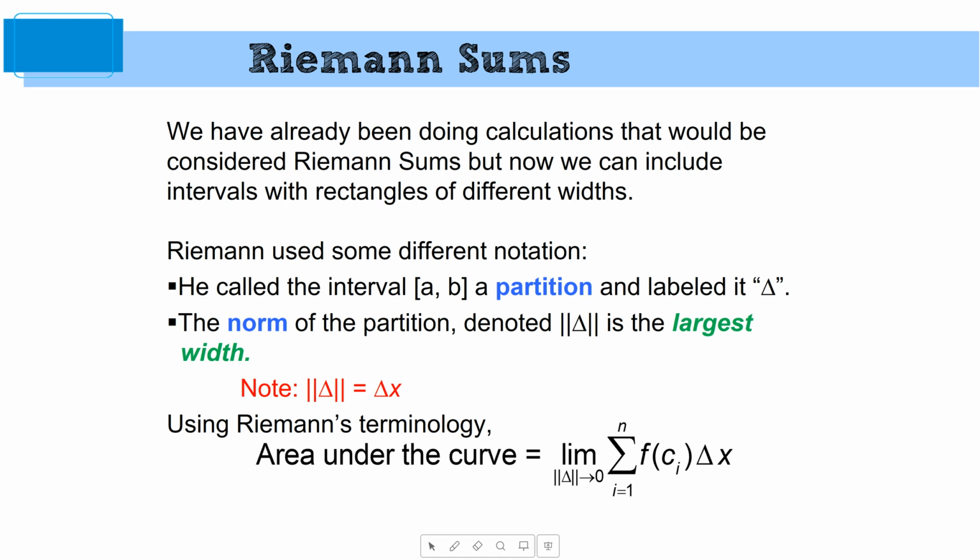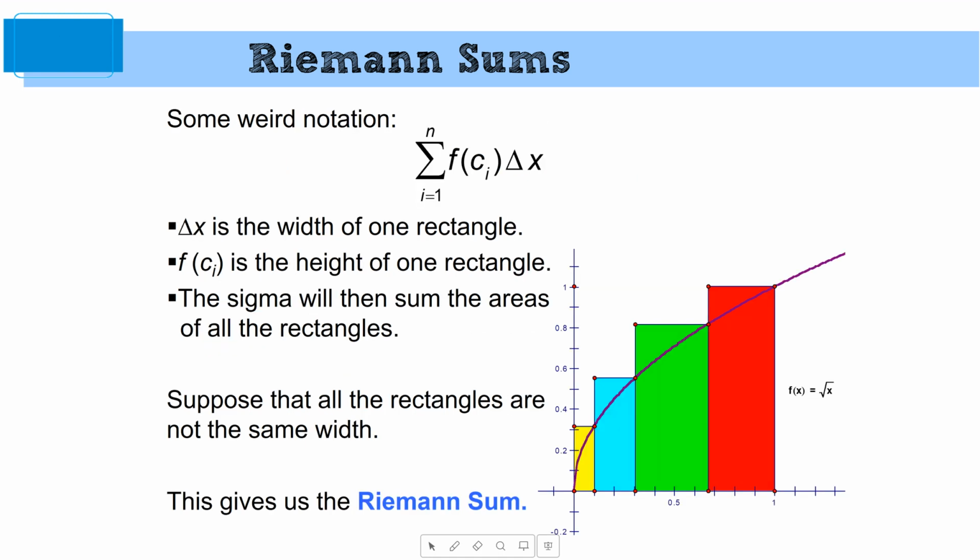I don't know why he just didn't call them rectangles, but he called them partitions, and used delta to represent that. Then he said, okay, let's look at this notation in red, which is like double absolute value of delta, is the norm of the partition. Okay, so we go back to this picture. Which one is the widest rectangle?